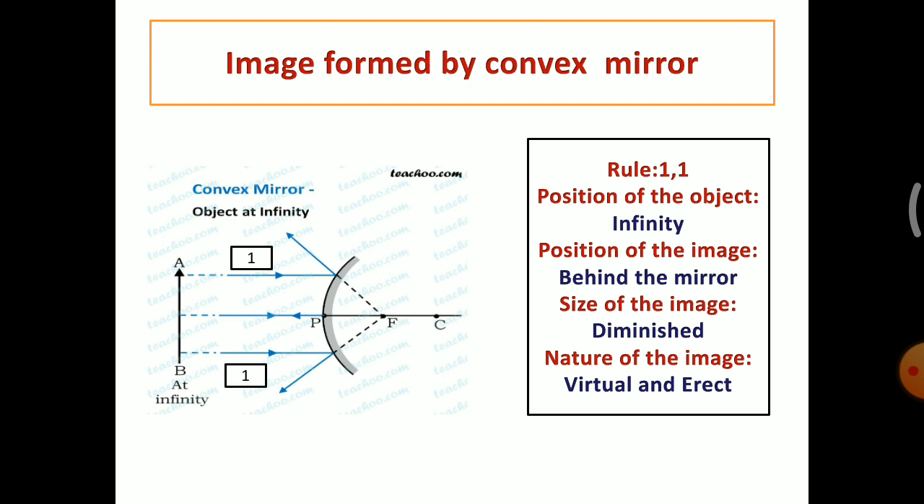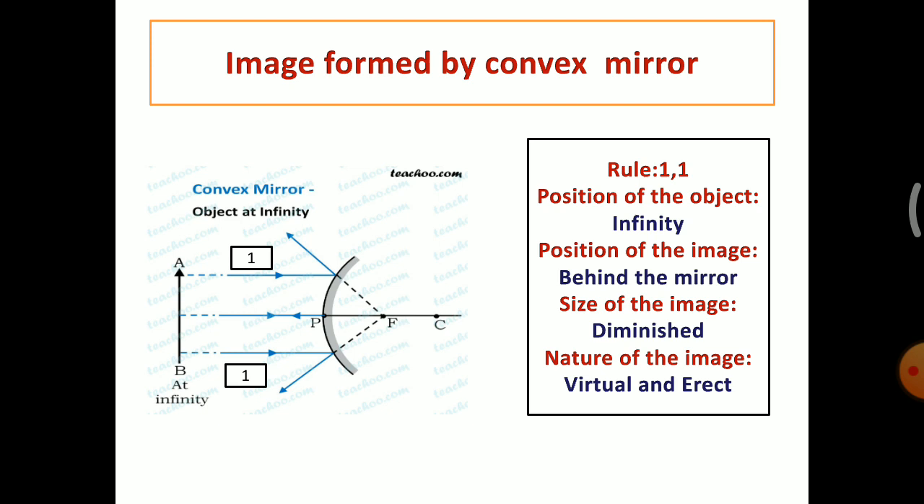Here I used rule number 1. If a ray is parallel to the principal axis, after reflection it will pass through the focus. Here the focus is placed behind the mirror, so I drew dotted lines. Again I used rule number 1. A ray parallel to the principal axis, after reflection, will pass through the focus. So here the two reflected rays meet at the focus.